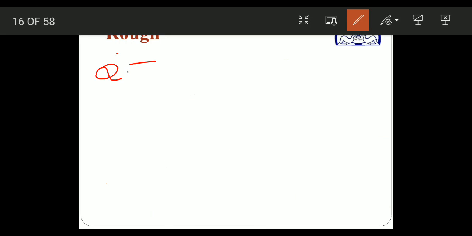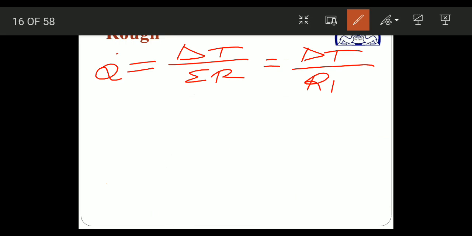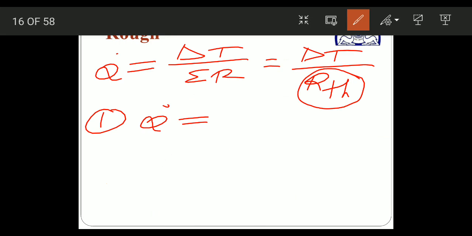A rate of heat transfer is nothing but delta T upon summation of R, or this can be written as delta T upon RTH. This is nothing but your thermal resistance. Now as we have got the formula for conduction, that is Q dot is equal to K into A into dT by dx.